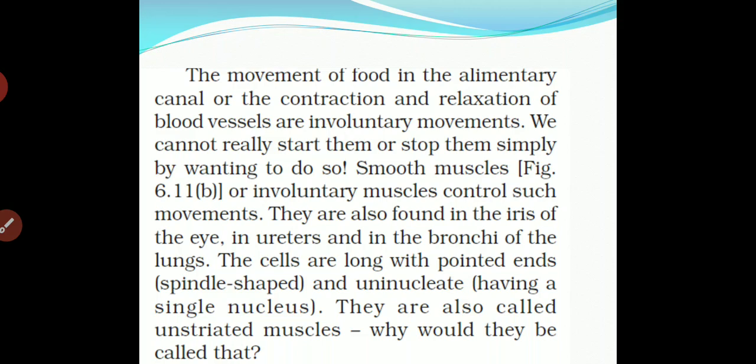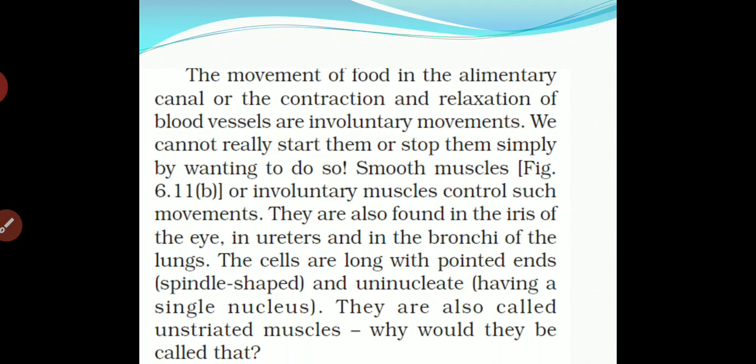In the ureter and in the bronchi of the lungs. These three are the organs which show smooth muscle, or where smooth muscles are present. In the iris of the eye there is a presence of smooth muscle. In the same way, the ureter as well as the bronchi of the lungs. All three of them have involuntary muscle which we call smooth muscle.